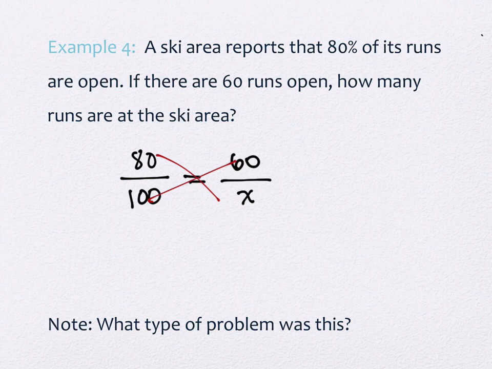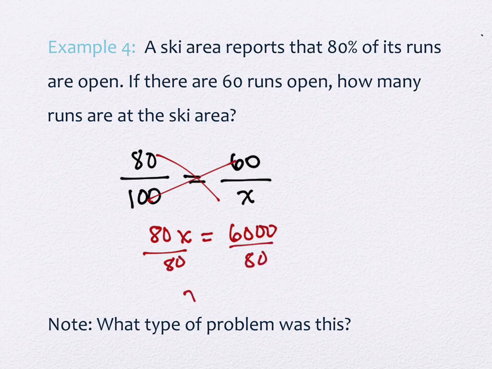So we have this time 80x equals 6,000 divided by 80. What is 6,000 divided by 80? 75. 75 what? Runs. It's the number of ski runs. 75 runs.